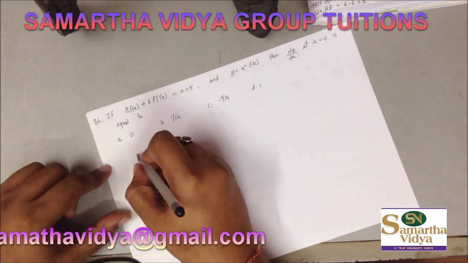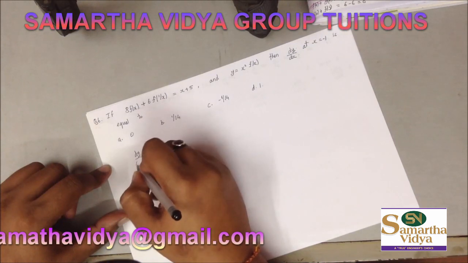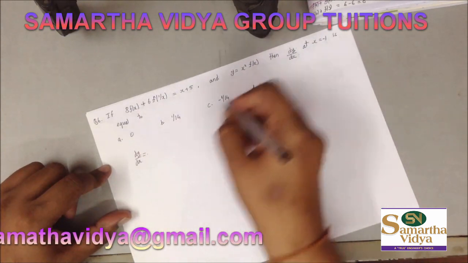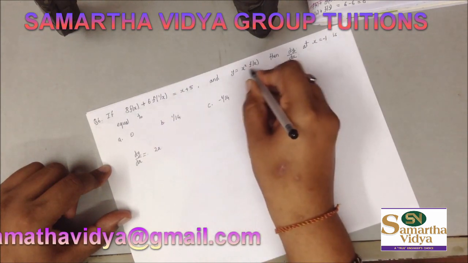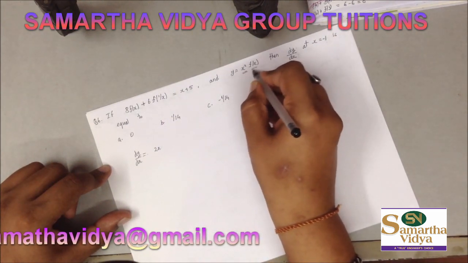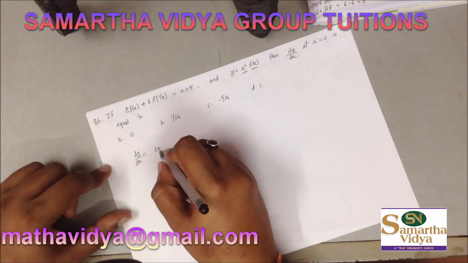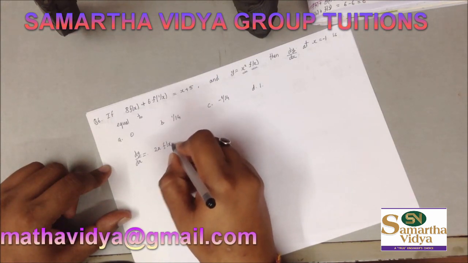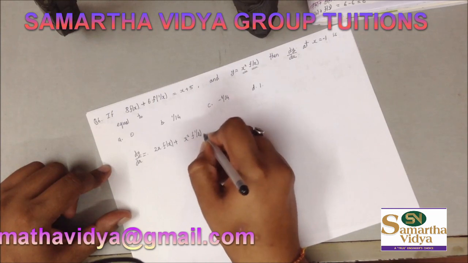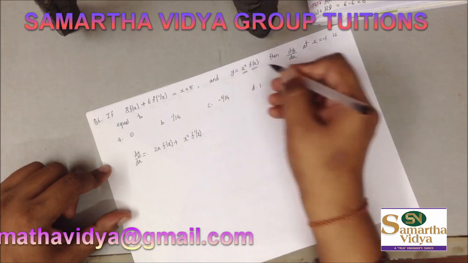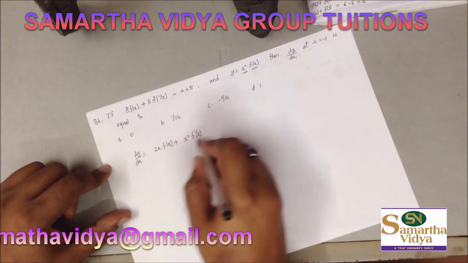So if I differentiate that, dy by dx is equal to, so I need to differentiate x square, so that is 2x because it's like a UV rule. This is one function, this is the other function. So 2x into f of x plus x square into f dash of x, because it's the derivative of f of x. So this is what we are getting.